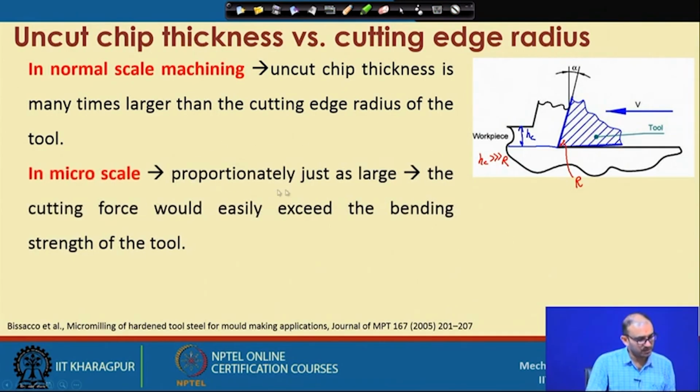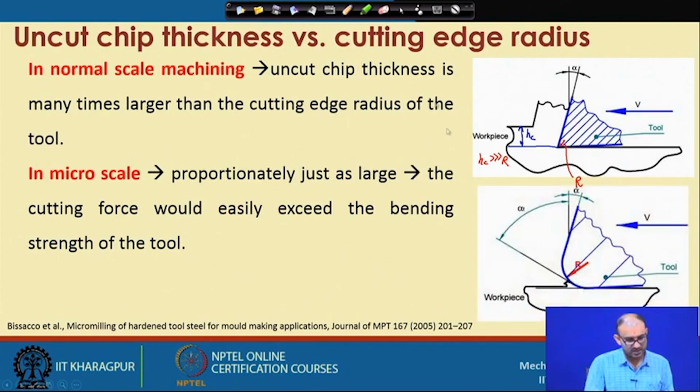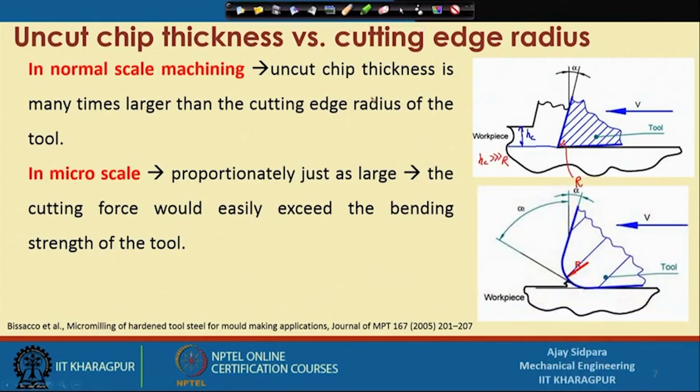But in micro scale the proportionality is just as large, or sometimes the chip thickness is very small compared to the edge radius. So this is what is happening in our micro machining. So now your HC is this one, which is even difficult to see. So this is HC, and R is very large that we have given here. So in this case HC is equal to or sometimes smaller than R.